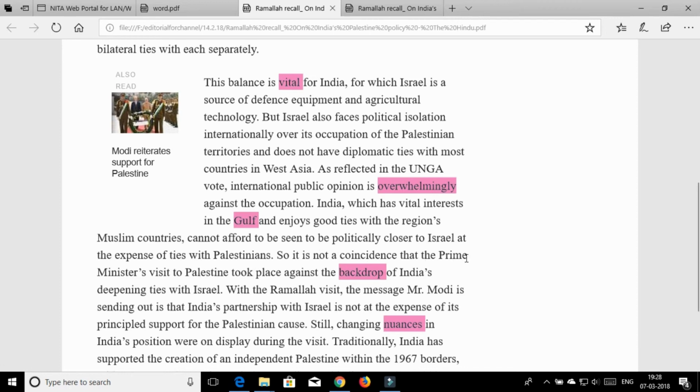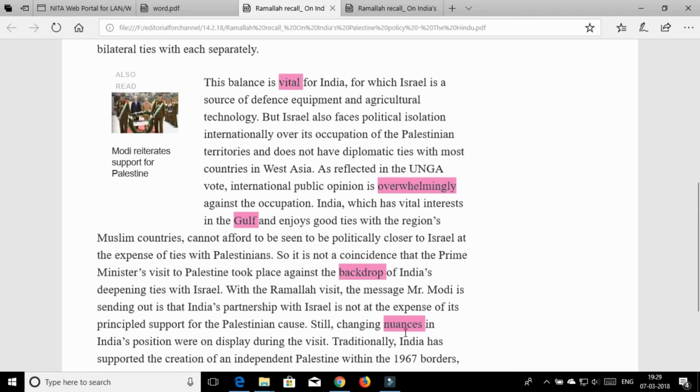Next word is nuances. Nuances means subtle information or hidden information in anything. Still, changing subtle information or small or hidden details in India's position were on display during the visit. Next word is pull out.